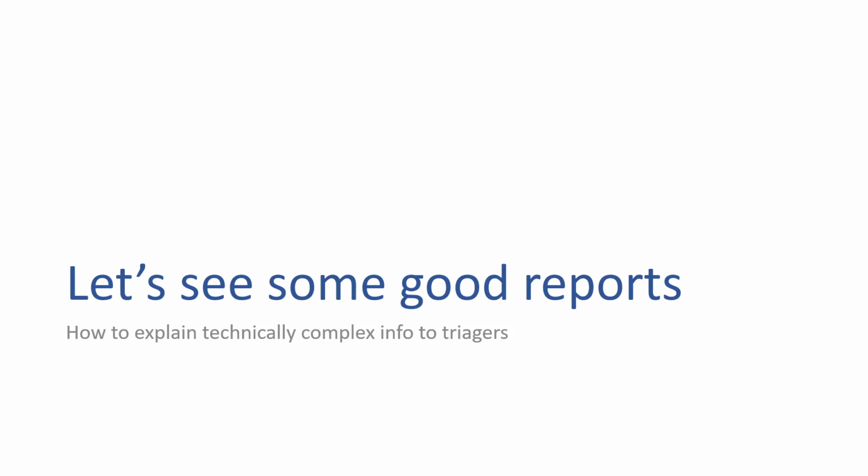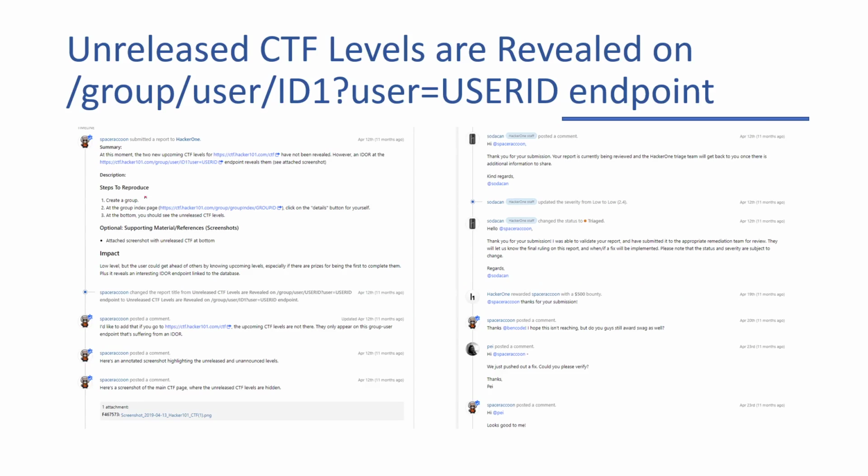So, let's see some really good reports. This is by Space Raccoon. "Unreleased CTF levels are revealed at a certain endpoint." So here we have a good description of what it is. Very clear, very concise. There are 2 CTF levels that have not been revealed. However, there's an IDOR and you can see them. Very simple. But it's not an IDOR where they're describing, oh, the IDOR exists. It's like the IDOR reveals them.